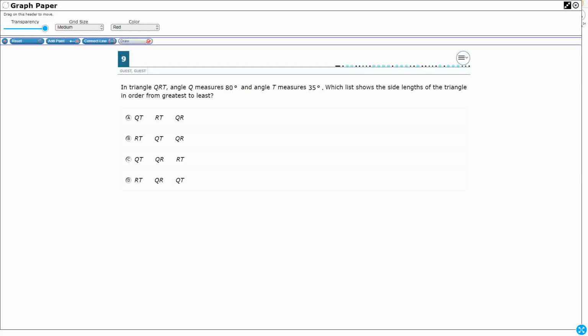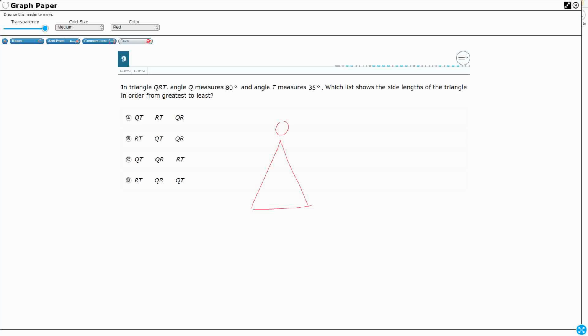All right, so we have a triangle. Let's just label this right here to begin with, QRT. And I'm not going to worry about the angle measures quite yet being proportional. I just want to see what we have here. We have an angle Q that's got 80 degrees. All right, that's not an 80-degree angle. I can fix that. Angle T is 35.